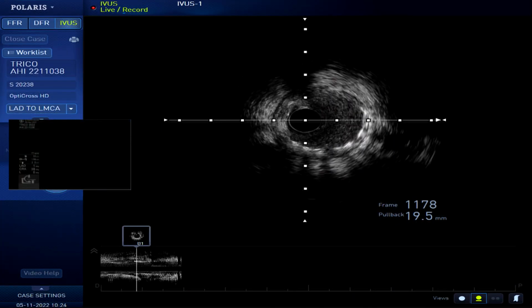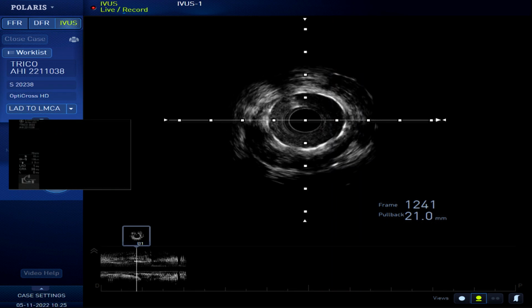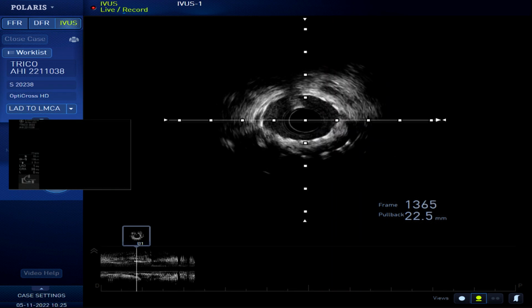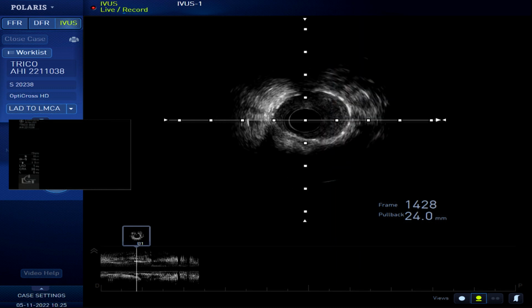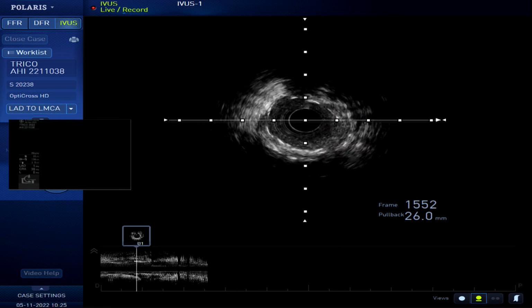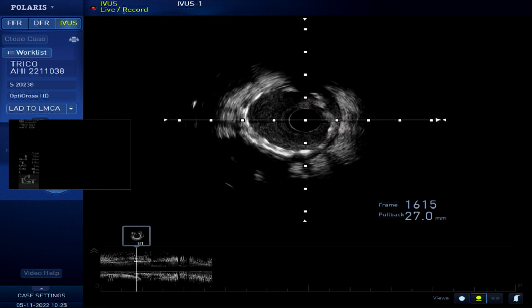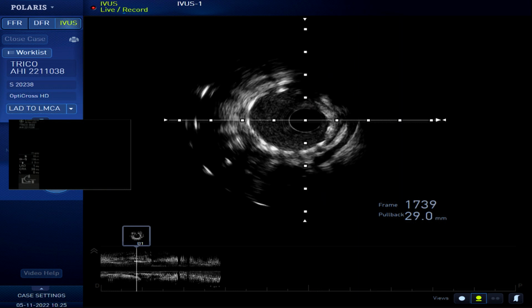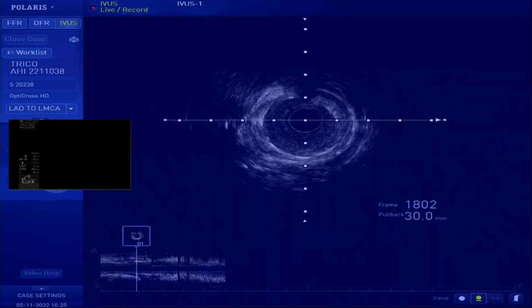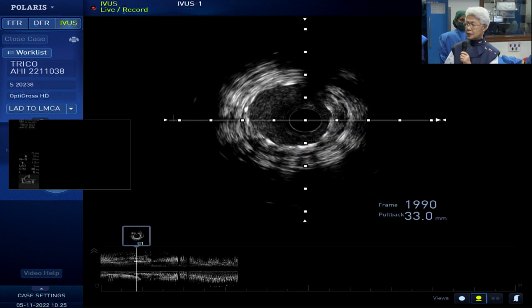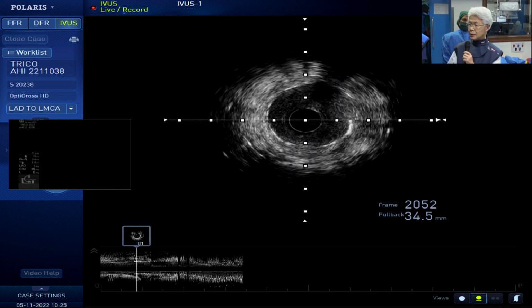Flush. Okay. Compared with the distal portion, this portion is a little bit under expansion, right? And here is okay. So, this is deformed, compressed. The plaque volume around the stent is not so big, right?